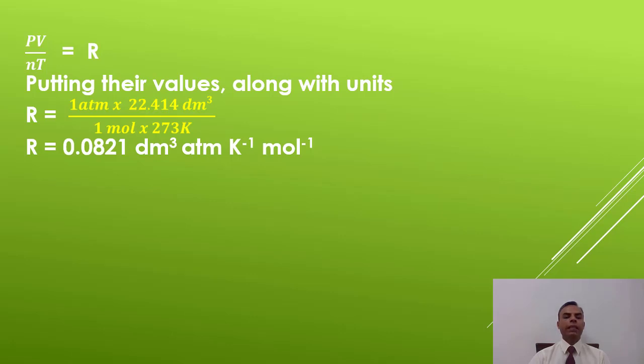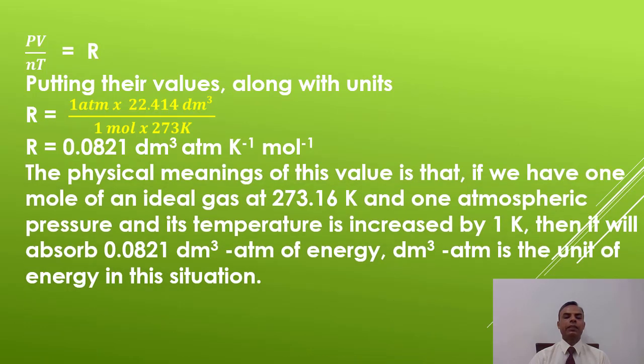The physical meaning of this value is that if we have 1 mole of an ideal gas at 273.16 Kelvin and 1 atmospheric pressure and its temperature is increased by 1 Kelvin, then it will absorb 0.0821 decimeter cube atmosphere of energy. Decimeter cube atmosphere is the unit of energy in this situation.